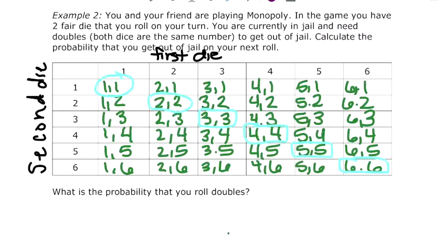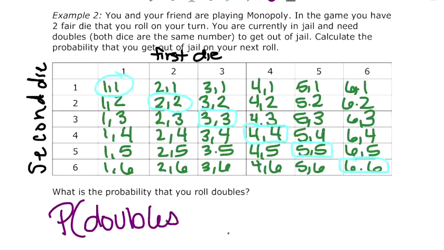So what is the probability that I roll doubles? The first thing I want to find is how many ways I could have rolled doubles. There are 1, 2, 3, 4, 5, 6 ways that I could roll doubles. So the probability of doubles equals 6 divided by the total number of possibilities for rolling 2 die. If I count up all of these combinations, I find that there are 36 possible combinations.